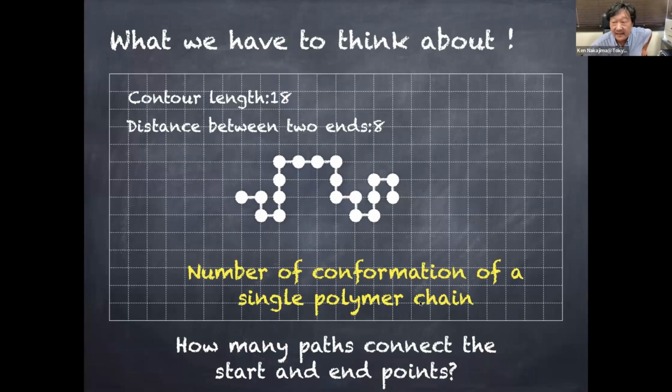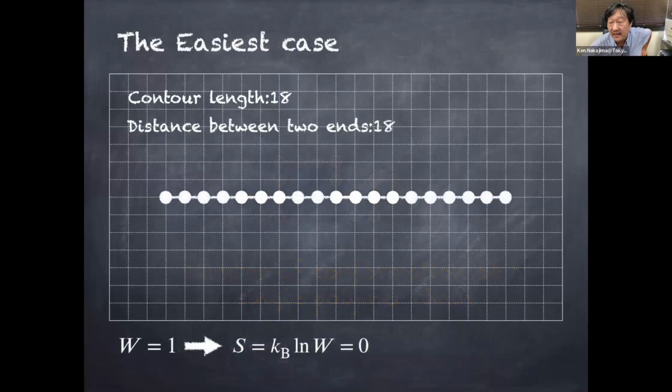Okay, now we can think about the easiest case. The contour length, the length of the chain, is 18, and the distance between the two ends is also 18. In that case, how many different microstates exist? Yes, of course, only one, this shape. No other way is possible. Which means the number of microstates is just 1. Then entropy becomes 0.